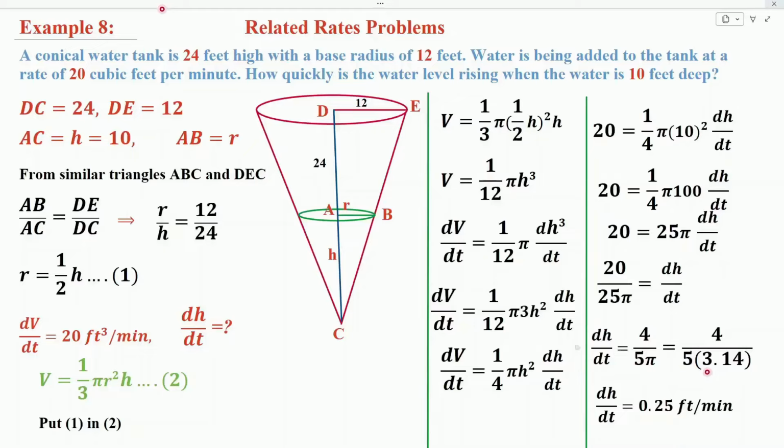The value of pi is 3.14, and after simplification we get the required result. Hence, the water level is rising at the rate of 0.25 feet per minute. That's all.